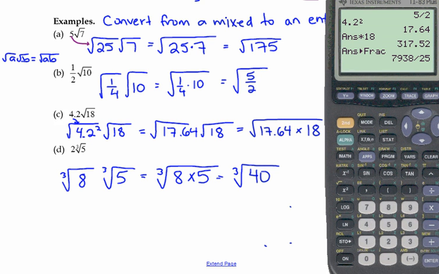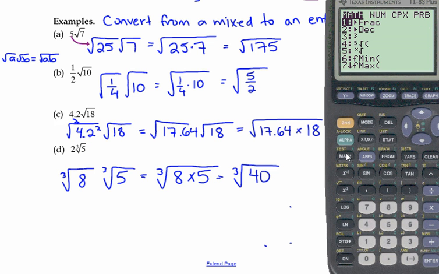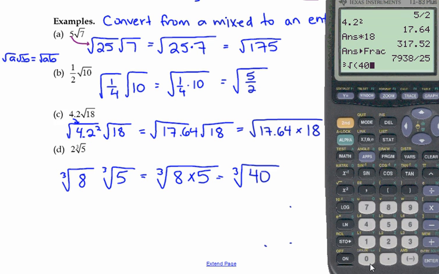Okay, so type in cube root 40. So where's the cube root? Math 4. So cube root of 40 should be the same thing as 2 math 4. So 2 cube root of 5. And there. Yay. Get it right.